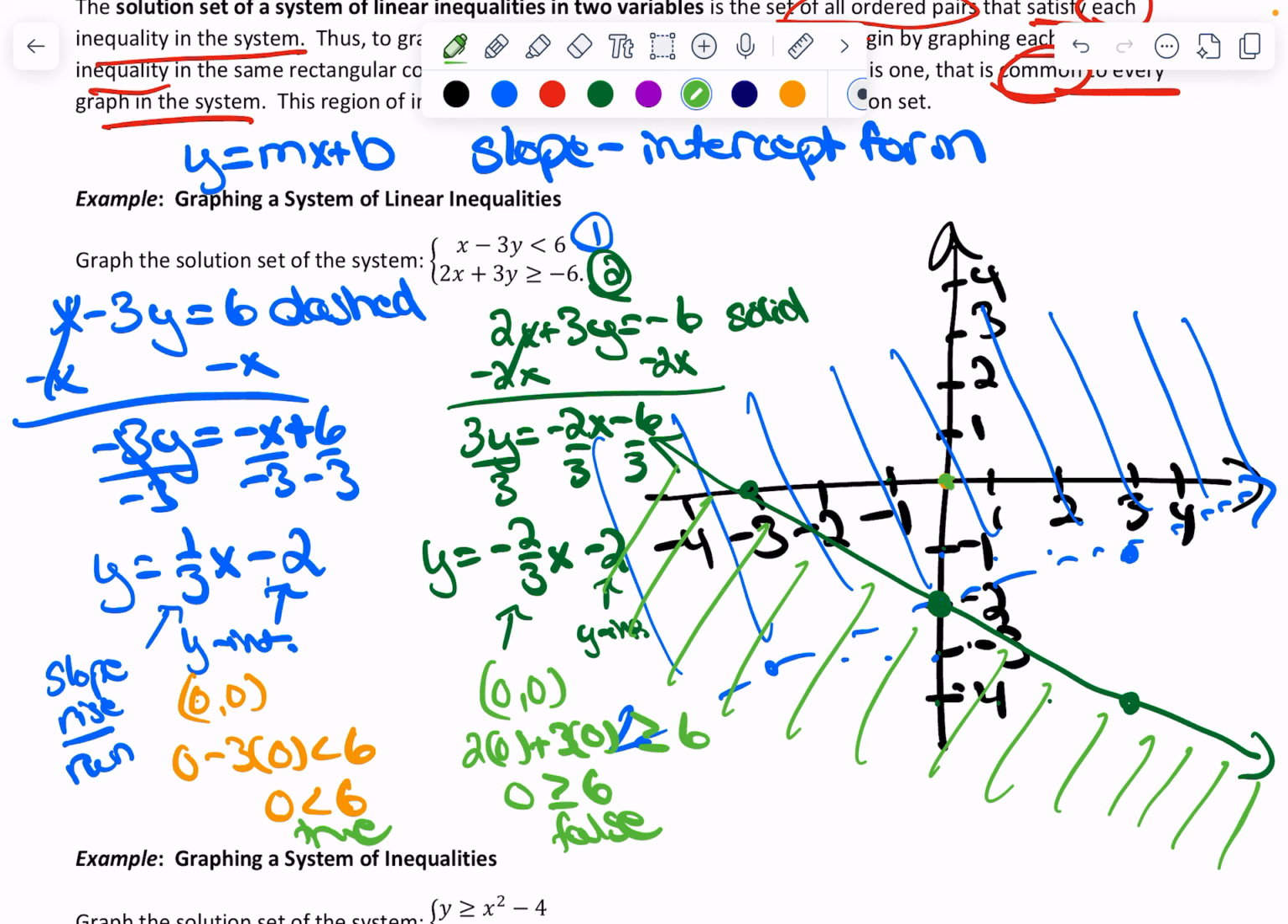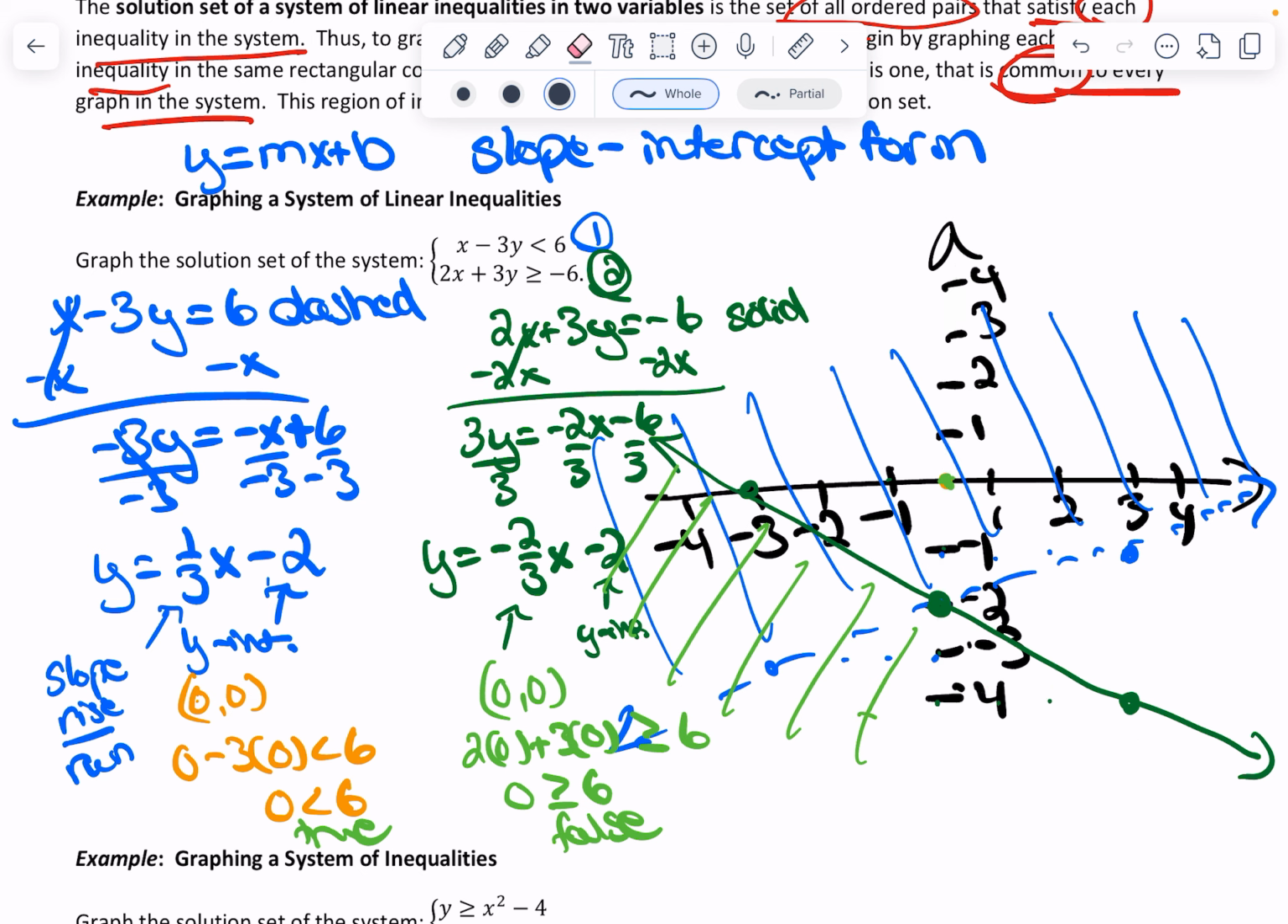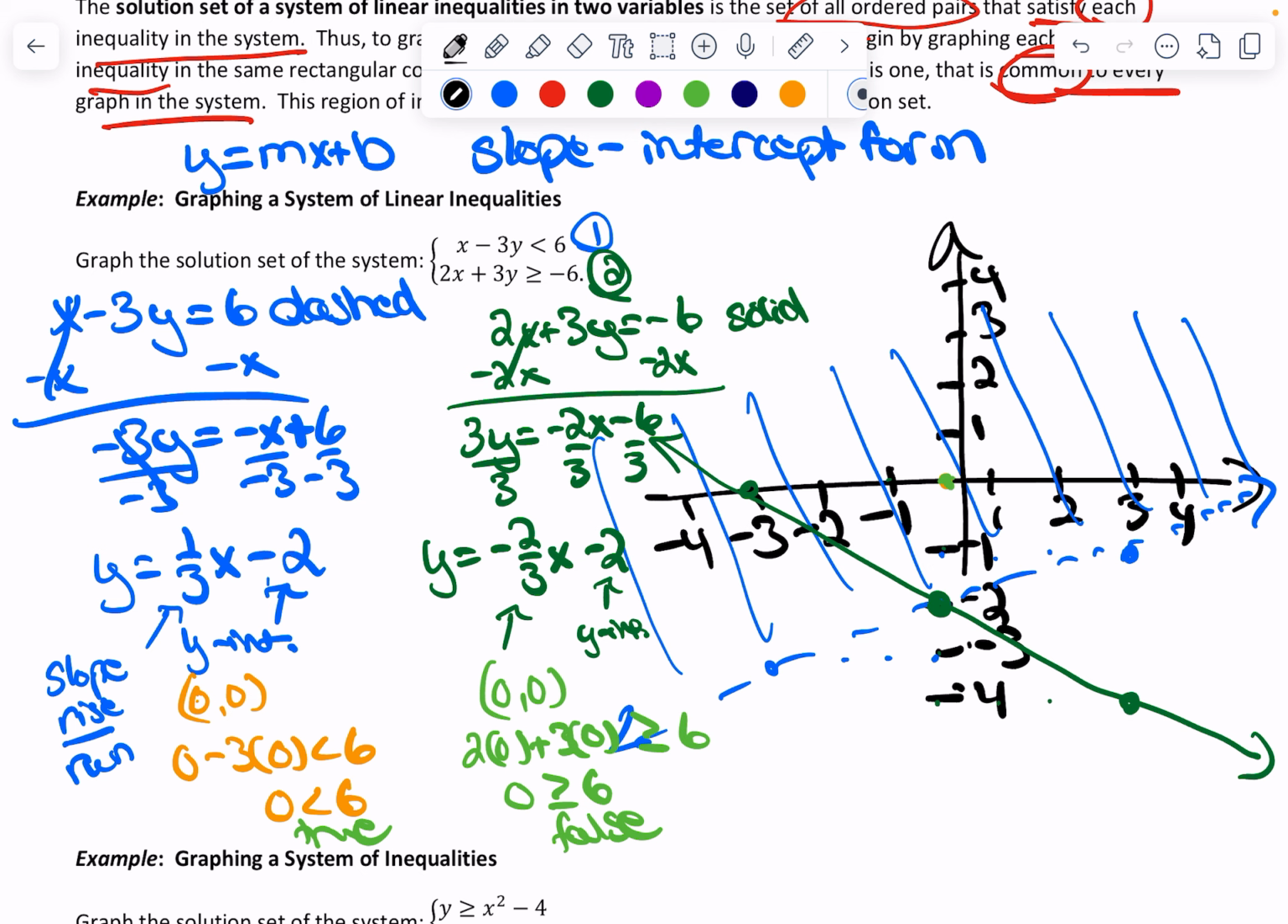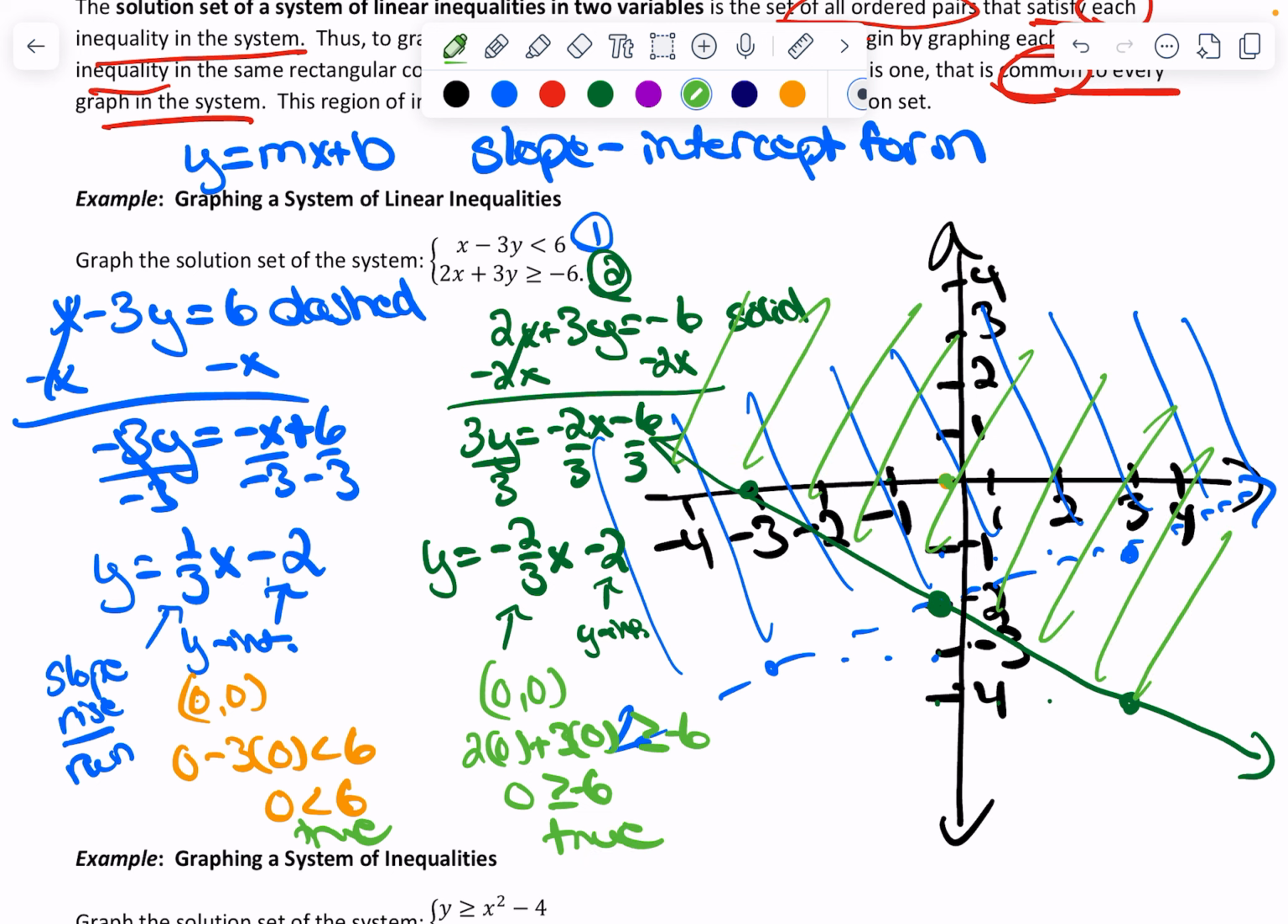Hold on. I made a mistake here. That's not correct. I'm missing something here. Okay, I'm missing a negative here. So this is true. 0 is greater than negative 6. So this is the part that we're shading.